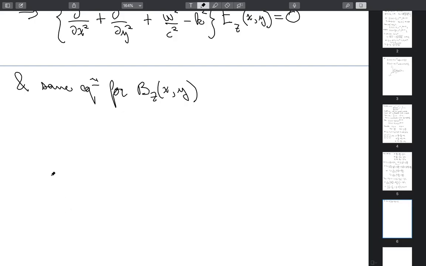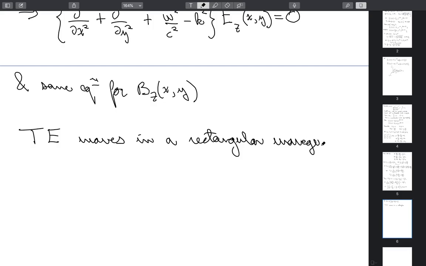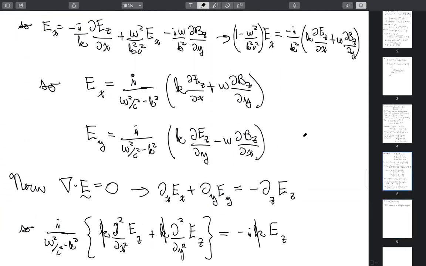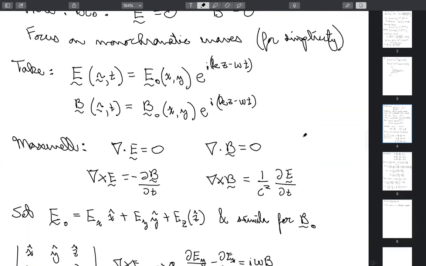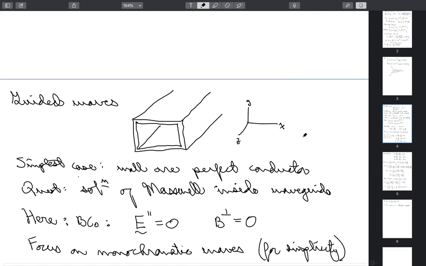So let's now look at a specific situation in more detail. What we're going to do is look for transverse electric waves in our rectangular waveguide. Okay, so I'm going to do precisely the geometry that we had somewhere here.